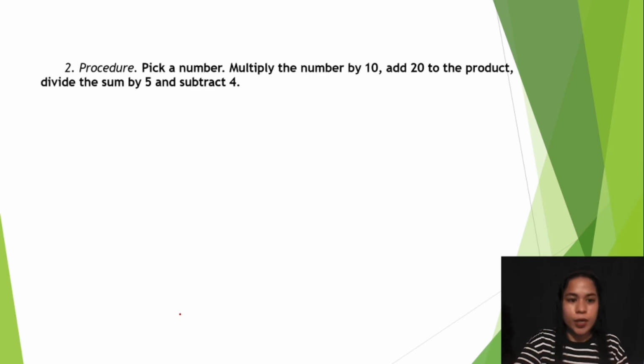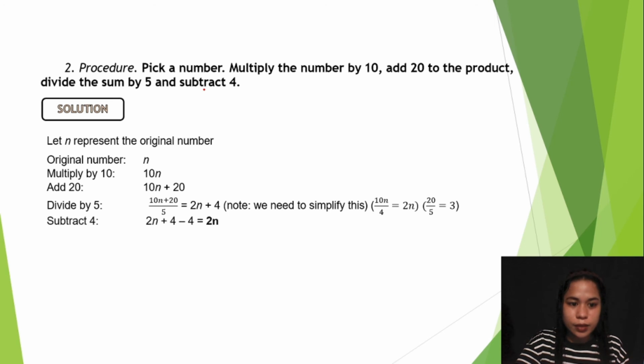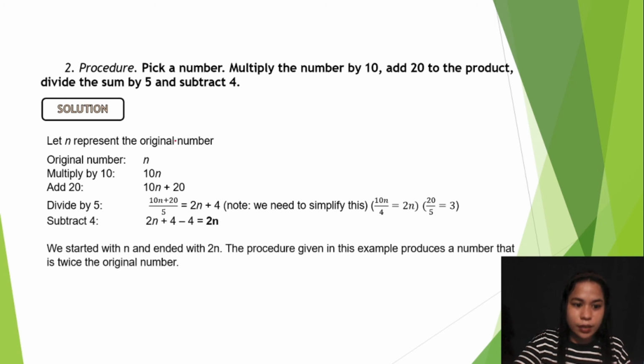Another example, pick a number, multiply the number by 10, add 20 to the product, divide the sum by 5, and subtract by 4. So what will be our formula? So we have here 2n. We started with n and ended with 2n. The procedure given in this example produces a number that is twice the original number.